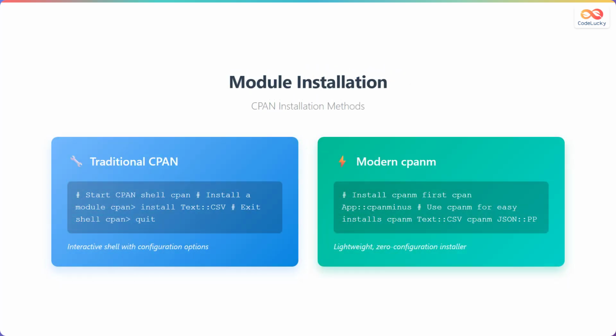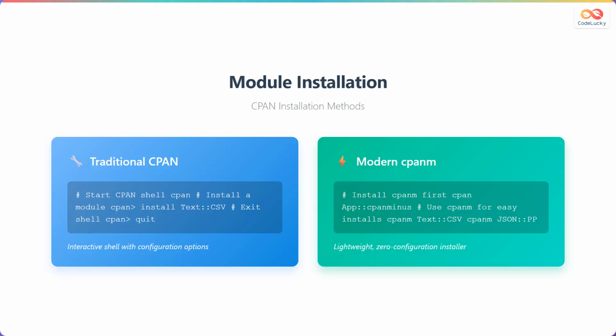Installing CPAN modules can be accomplished through several methods. The traditional CPAN shell provides interactive module management. Start the CPAN shell by typing cpan at the command line. Within the shell, install modules using the install command followed by the module name, such as install Text::CSV. Exit the shell by typing quit. This method offers extensive configuration options but requires more user interaction.